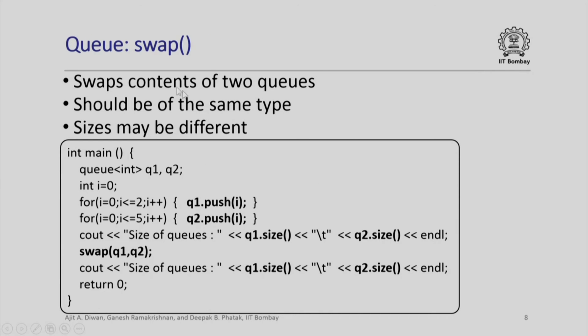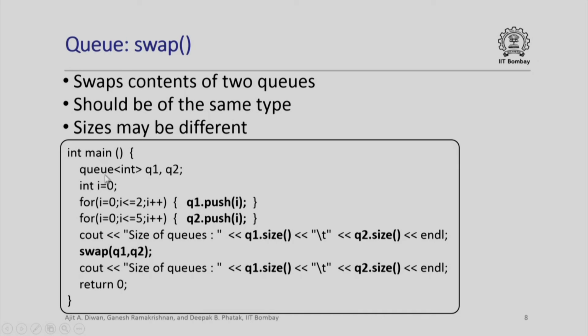There is a swap function which is a more complex function. It swaps contents of 2 queues. The queues must be of the same type, the sizes may be different. Please note that this swap function is exactly like the swap function that we had for stacks. So, here is the main program.